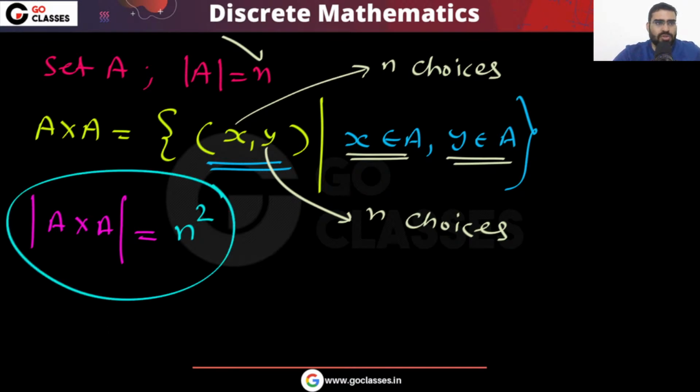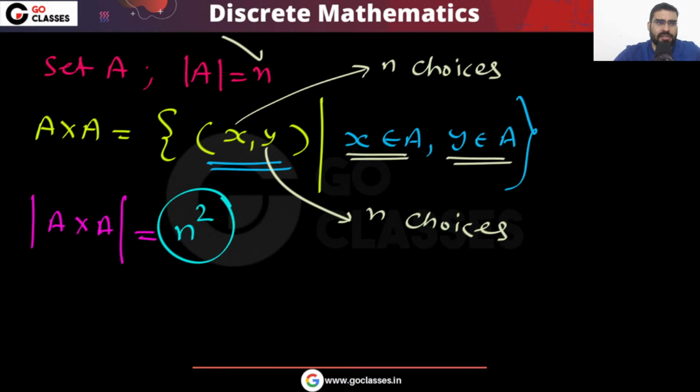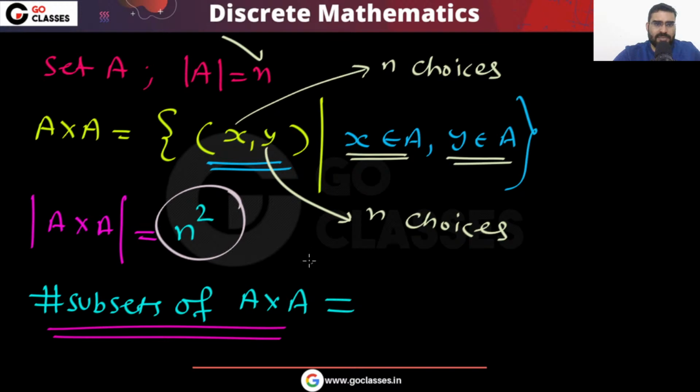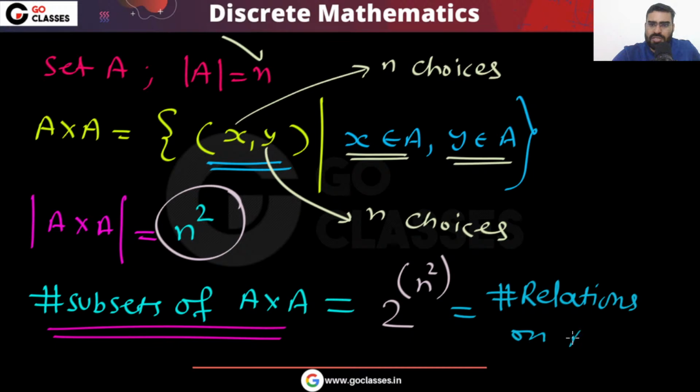So you can see this A cross A has these many elements. So how many subsets will there be? What is going to be the number of subsets of A cross A? Remember, in this A cross A you have a total of n square elements. So how many subsets can you create? That will be 2 power n square. This will be the number of subsets of A cross A, and this will be equal to the number of relations on set A. On set A, how many relations are there? That will be equal to 2 power n square.